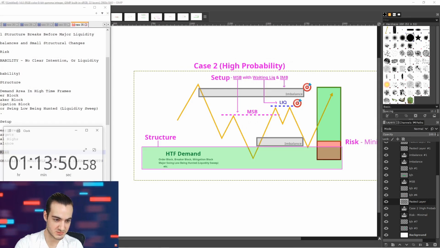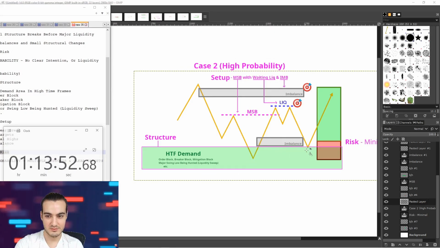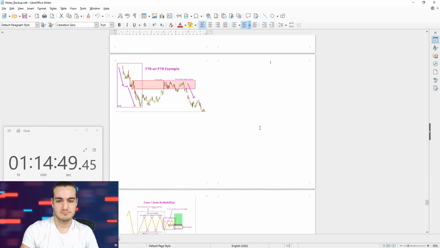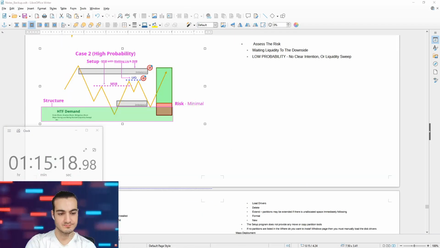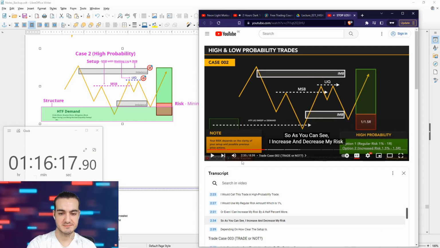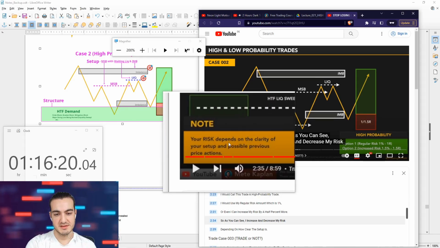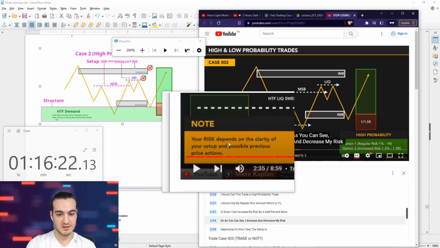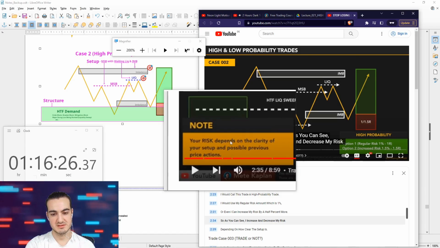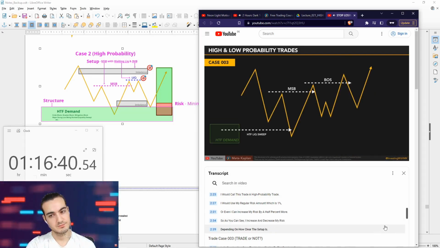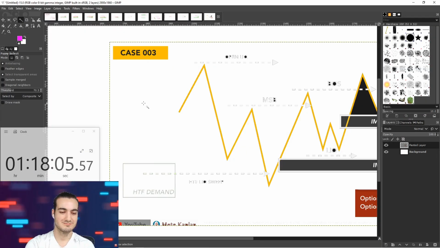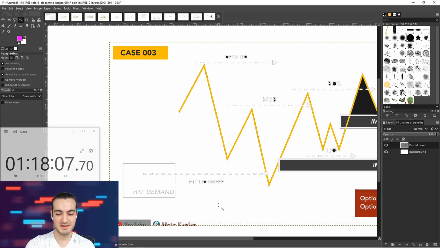We are just trucking along here. Hour and 13 minutes. I'll zoom in on this. He says, your risk depends on the clarity of your setup and possible previous price action. I need to turn up the music. That's too good.